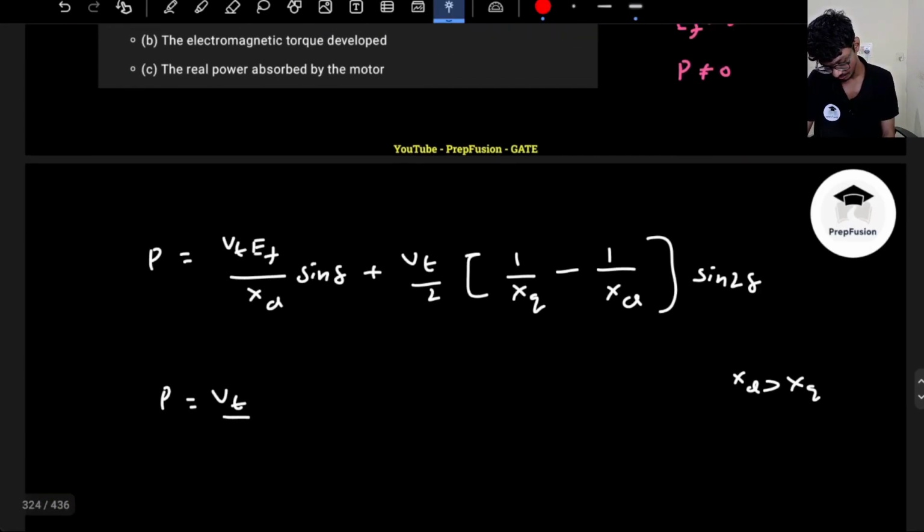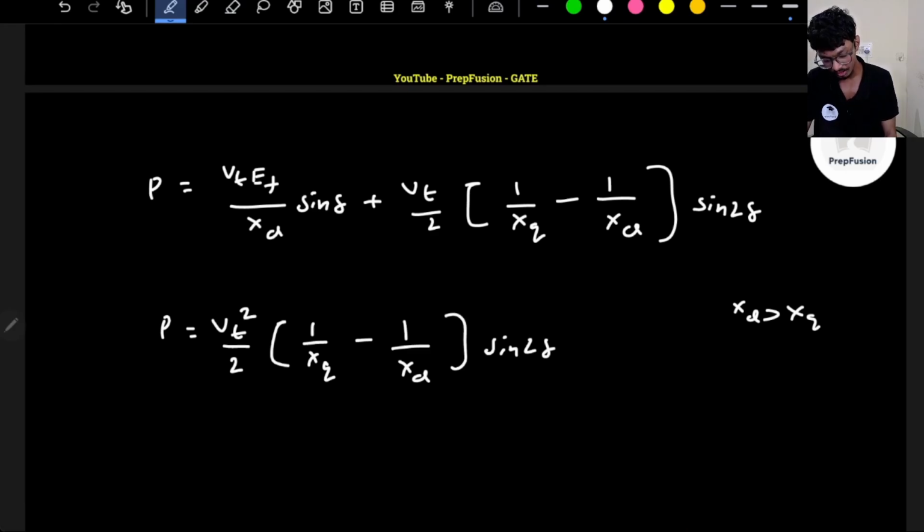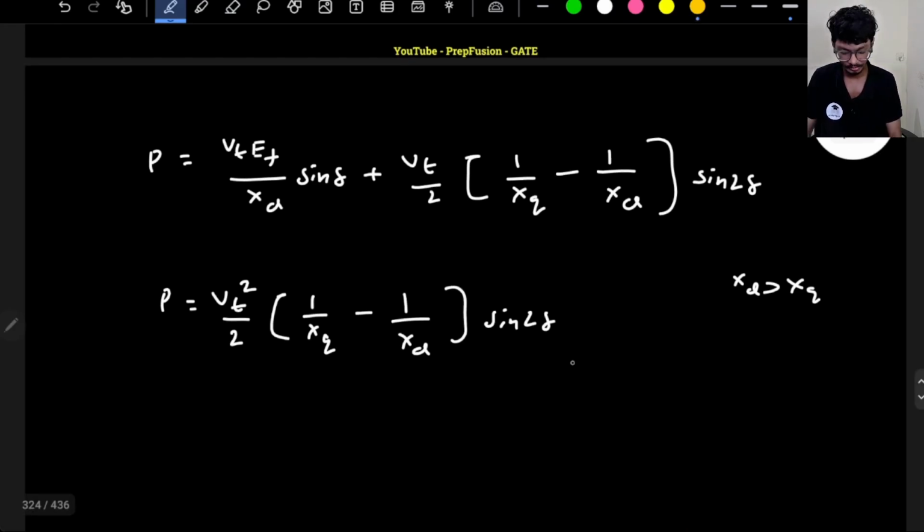So this will be Vt square divided by 2 into 1 by xq minus 1 by xd. Now everything else is constant. What will be the condition for which power transfer will be maximum? That is delta equal to 45 degrees. If delta is 45 degrees, then power transfer will be maximum. So this was the answer of the first one.